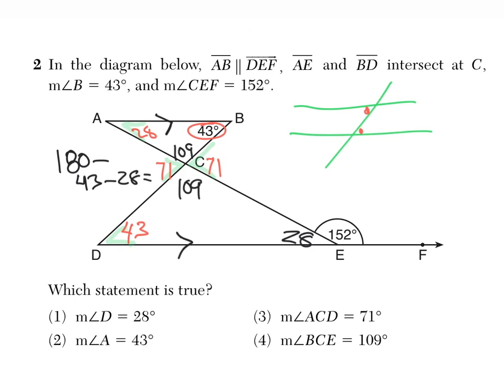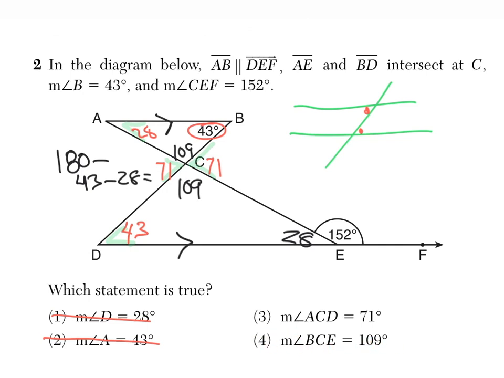So now let's take a look at our options. Which statement is true? Angle D. Is angle D 28 degrees? No, angle D is 43, so we can simply rule that out. Not option 1. Angle A is 43 degrees. Angle A is not. Angle A is 28, so we can rule that out. Let's take a look at option number 3. ACD, 71 degrees. So I'm going to look at ACD, and it is 71 degrees. So that looks like it's probably the correct answer.